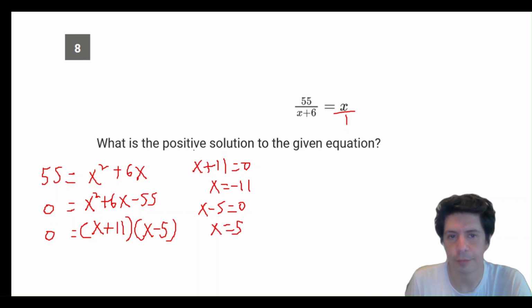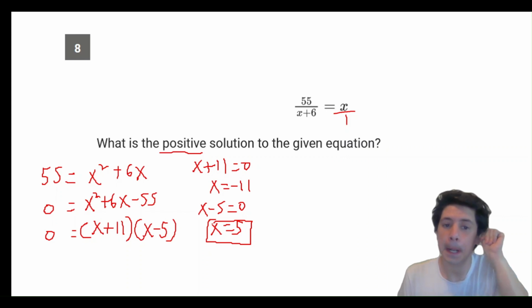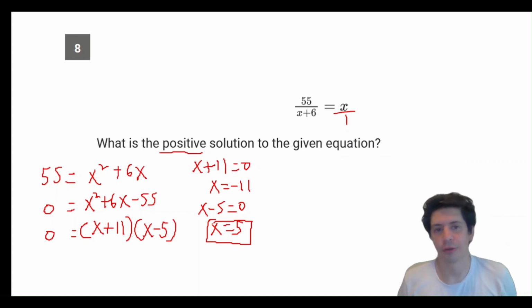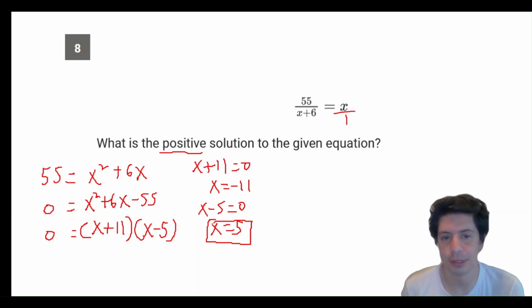And, right, it asks for positive solution. So a lot of people, the other mistake people make is they just put down the first one they see, and it might be negative 11. It's asking for positive solution, and x equals 5. Or they sit there and think, well, how do I choose which one is the right one? And they think either one is correct, or they just forget to look and see that it's positive solution. But positive solution means x equals 5 is the right one.